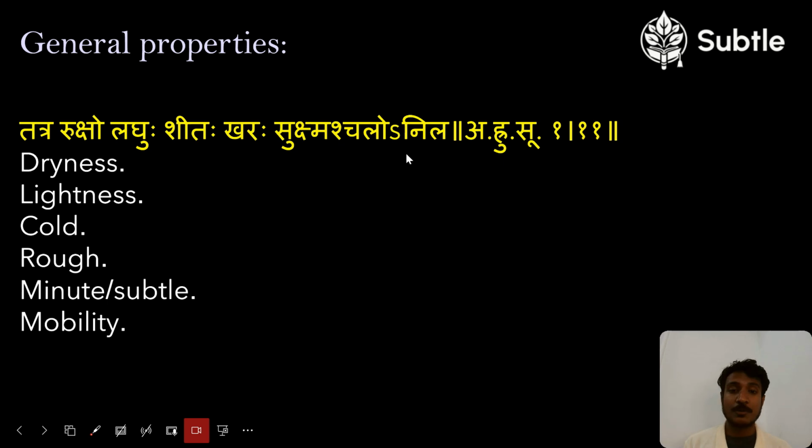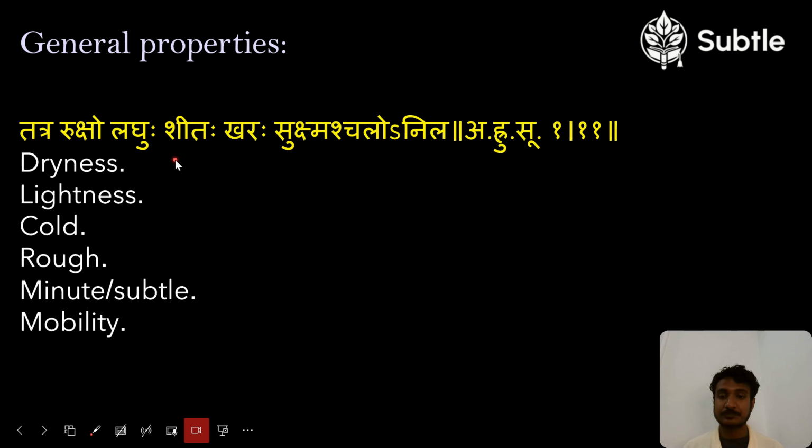So, general properties of Vata. This is very important to again diagnose the diseases. Tatra Ruksho Laghushita Khara Sukshmaschalo Nilaha. This is again taken from the Ashtanga Sutrasthana first chapter. This is an extremely important shloka. You need to by-heart this. If you don't by-heart it here, you will by-heart it in the Samhita or somewhere else. You will have to do this in first year. You will have to by-heart the previous shloka and this shloka also. So what are the properties of Vata? Vata causes dryness.